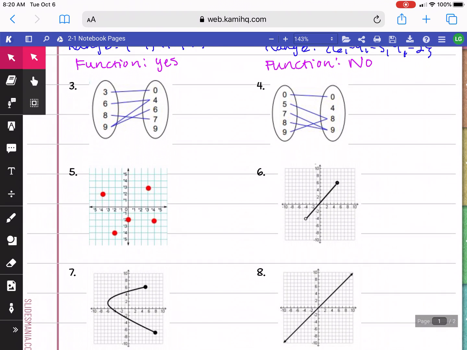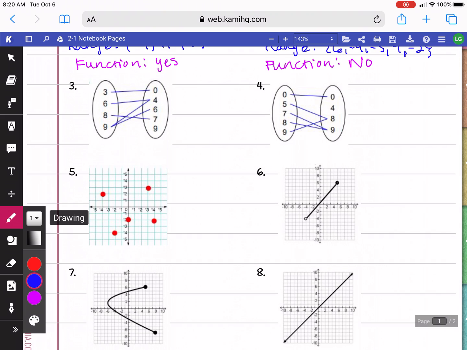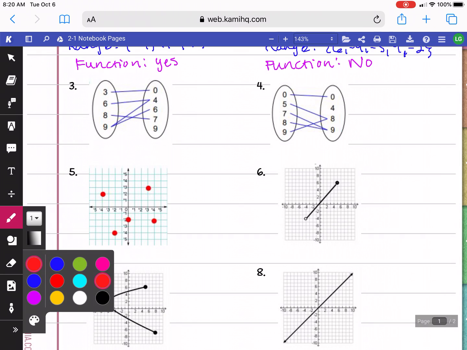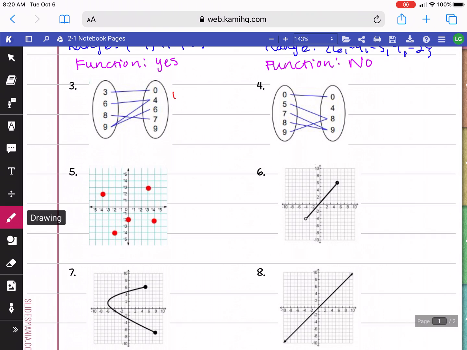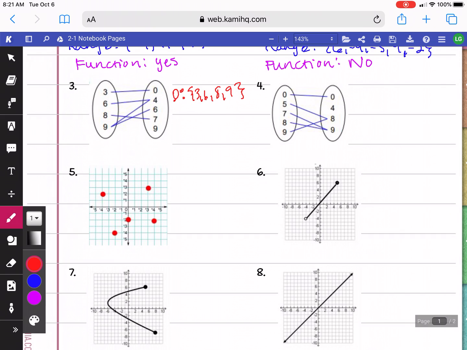Questions 3 and 4 give function maps. So when you have your mappings, domain and range are really easy because your domains or your x's are already on one side, your range or y's are already on another. So here my domain is 3, 6, 8, 9. My range would be 0, 4, 6, 7, 9.